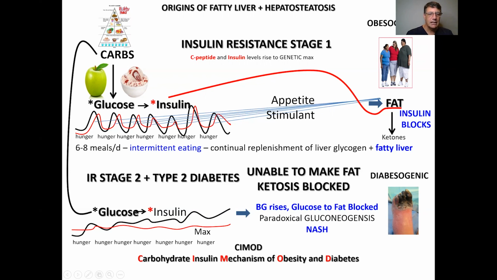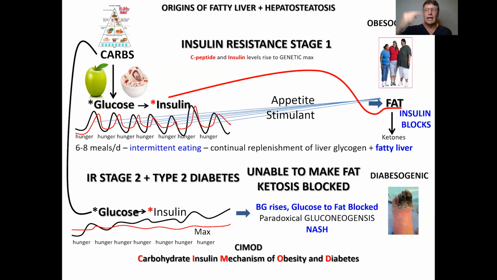Now, in insulin resistance stage 2, this is where your glucose consumption is in excess of maximum insulin production. So now, instead of insulin controlling blood sugar to a certain extent by removal into the cells, particularly liver, and transition to fat, your blood sugar begins to rise. Your insulin level is maxed, your blood sugar starts to rise, and glucose conversion to fat is blocked because it can't get into the liver cells adequately, and you have paradoxic gluconeogenesis, where protein is converted to sugar because it can't be used in protein synthesis, and now you're getting inflammation in the liver, and we call that steatohepatitis.